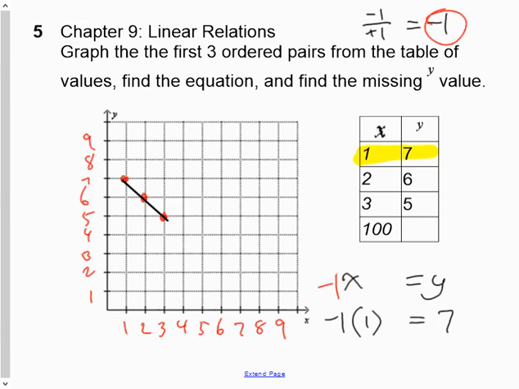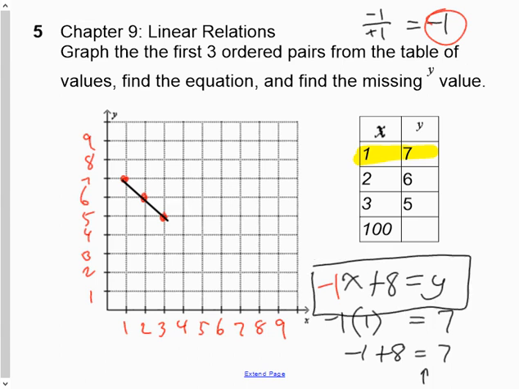So negative 1 times 1 is negative 1. And since negative 1 does not equal 7, in order for them to be equal, I have to add a constant of positive 8. Okay? Which means in the equation of all of the ordered pairs on that line, negative 1 times x plus 8 is equal to y. Now, remember I said before that I'm going to talk about that negative 1. So negative 1x is the same thing as just a negative x. So in your equation, what I would have written is just negative x instead of negative 1x.